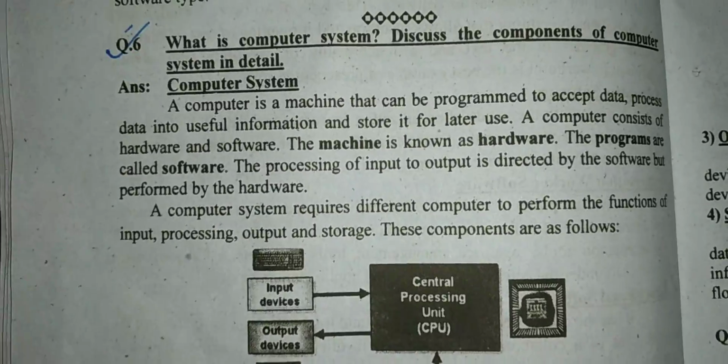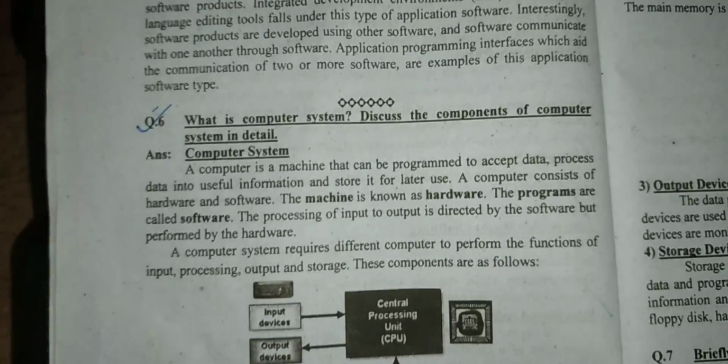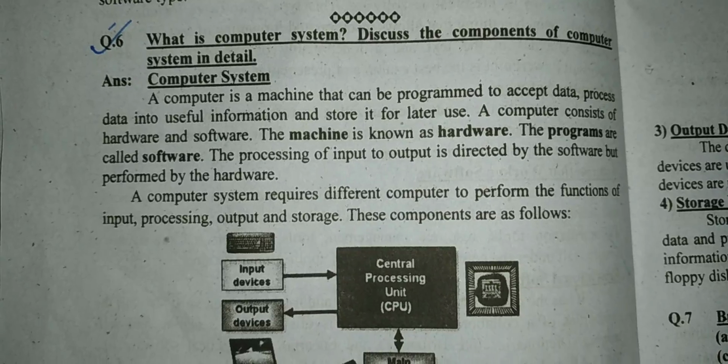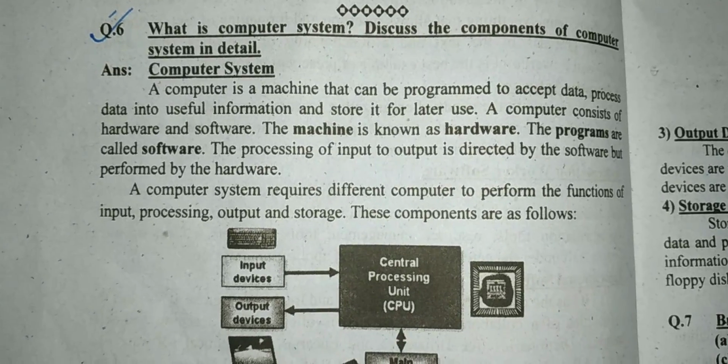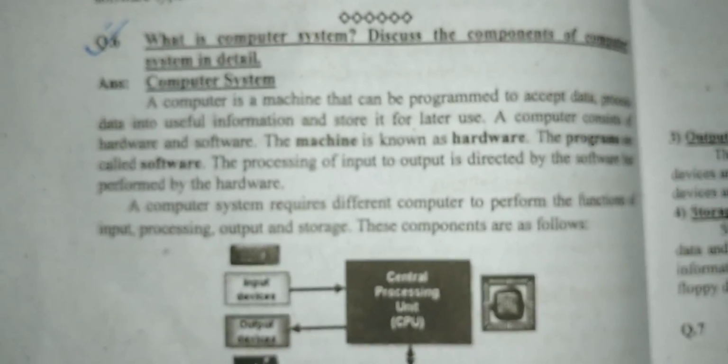Now we discuss the next topic. Our topic is what is a computer system? Discuss the components of a computer system. Very important question in BSc computer science. So all of my students, listen to this question carefully. Ask me if you have any query. Now let's start the question.